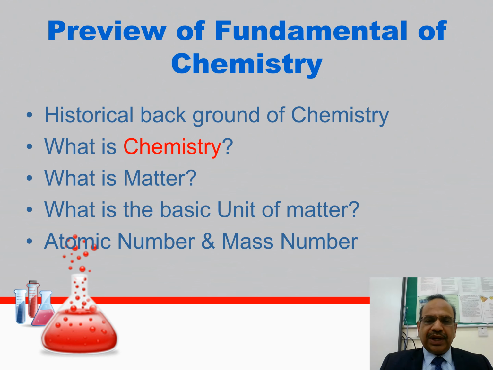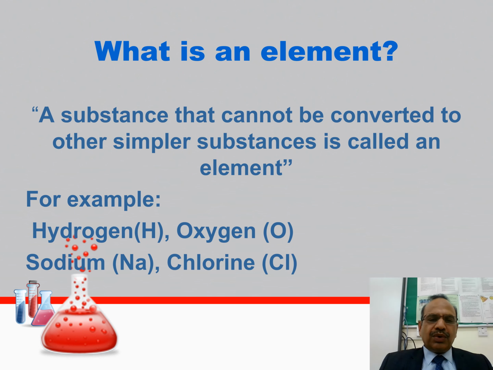Now we are moving to the next topic. Today we are going to discuss elements. When atoms combine, elements are formed. A substance that cannot be converted into other simpler substances is called an element. An element is already a simple substance. There are many examples of elements. For example, hydrogen is one element, its symbol is H. Oxygen is another element, its symbol is O. Sodium is also an element and its symbol is Na. Chlorine is also an element, its symbol is Cl.